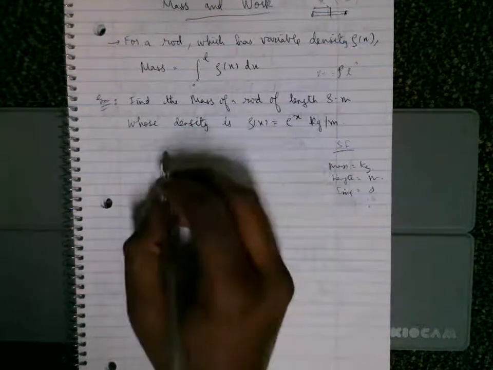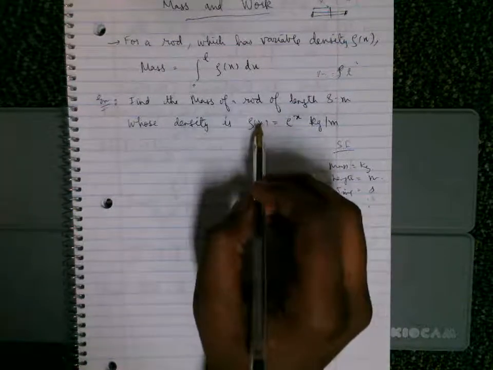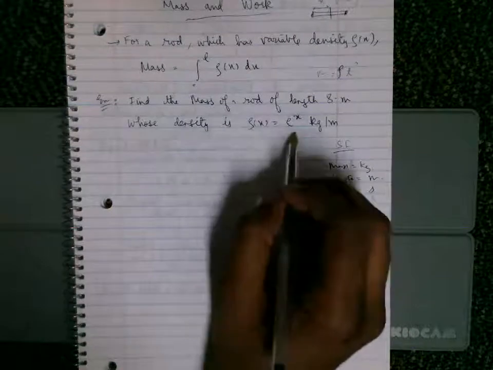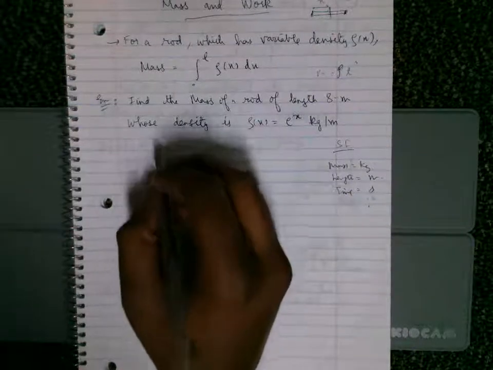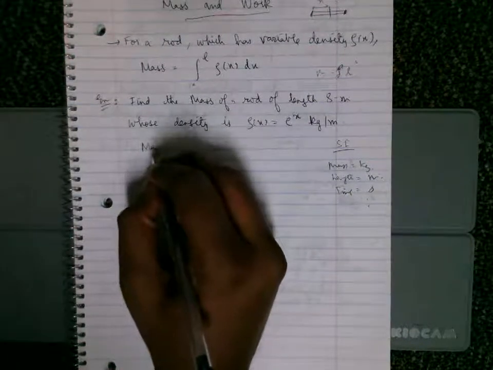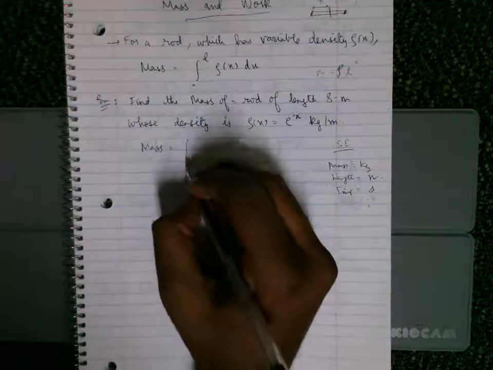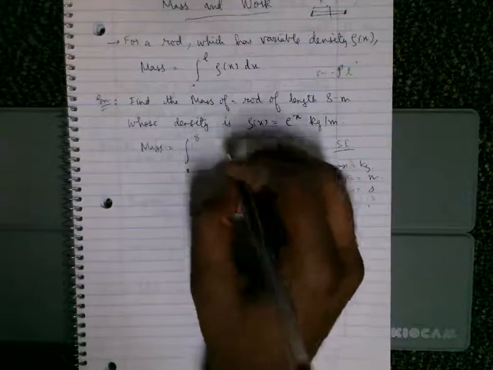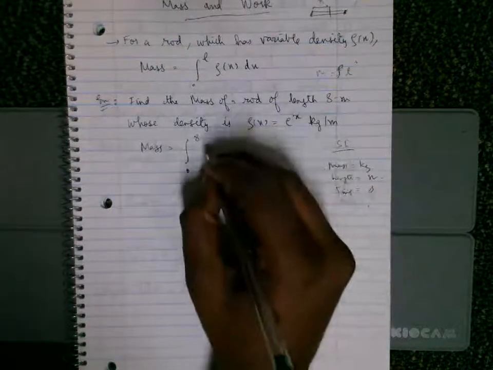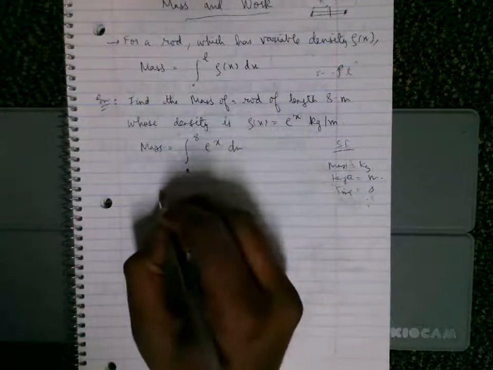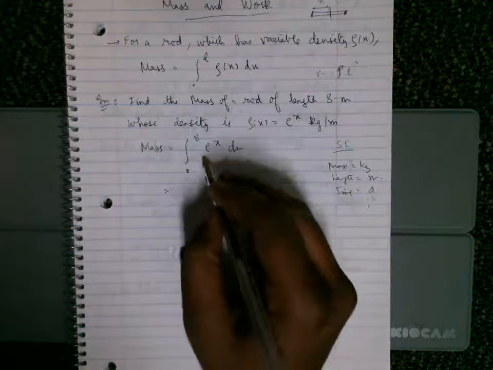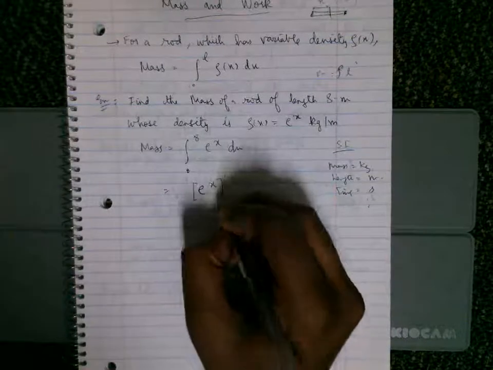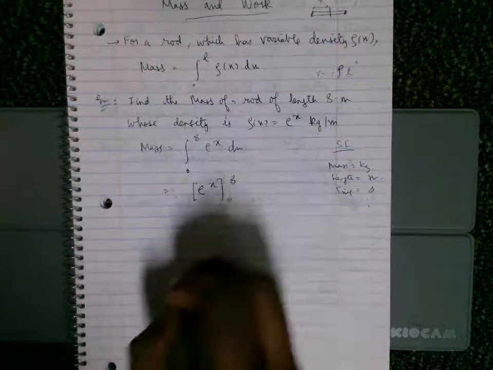So let's find out the mass of a rod of length 8 meters and density e to the power x. So the mass is equal to, as we can see from the formula, the integration from 0 to 8 of rho of x, which is e to the power x, dx. So we just need to integrate e to the power x and evaluate at these limits. The integration of e to the power x is e to the power x, and we want to evaluate it at 0 and 8.